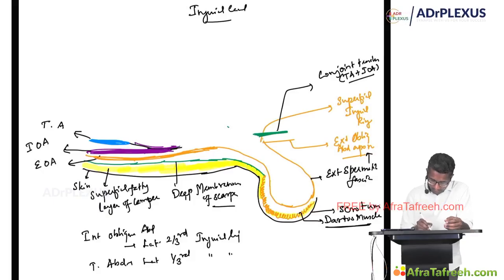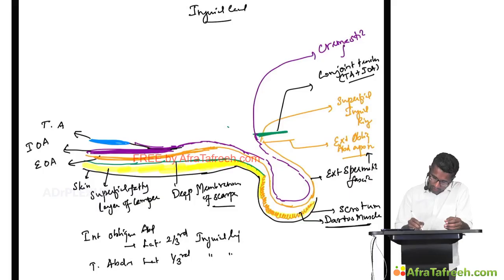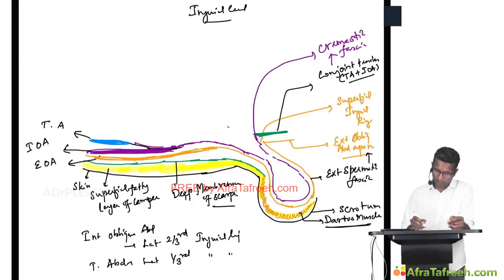They join to form another layer, which has got a muscle in it. So this layer is called a cremastic fascia. This cremastic fascia is formed by the conjoint tendon and by the fusion of the internal oblique and the transverse abdominis muscle. So what is this fascia? This fascia is called a cremastic fascia.